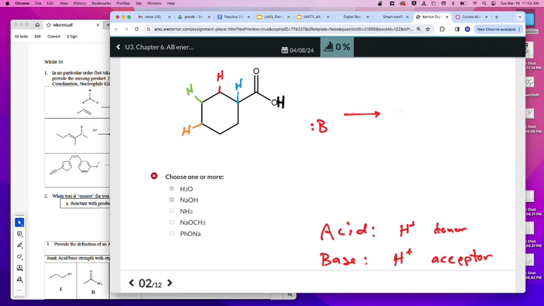So what we want to do is remove that hydrogen. Well, where's that hydrogen going to go? To the base. How do I want to do that? So we're going to have H and we're going to have B. Theoretically, what's going to happen? For the base to accept the hydrogen, what has to change about my drawing, my depiction?